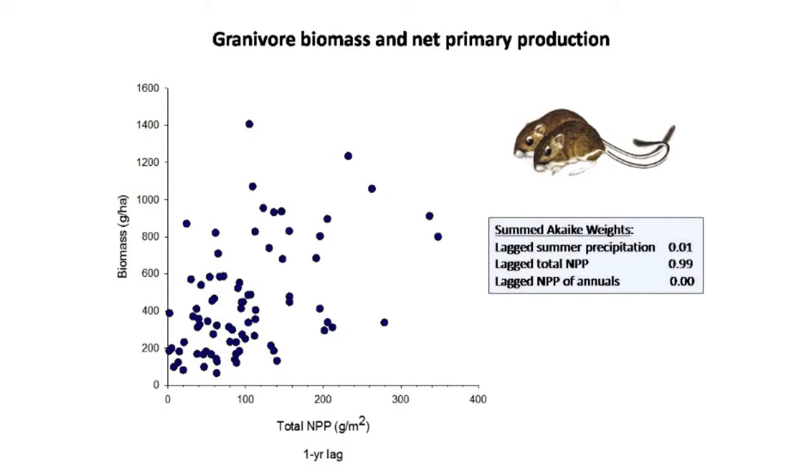So what I did, I set up a bunch of different models that I compared for relative support. And what you can see is that by far all the support was for total MPP as opposed to summer precipitation. So having that extra measurement, that extra link in the pathway, was important. It told us a lot more than just summer precipitation for these granivores that are mostly core species, but again with a one-year lag. So NPP this summer would predict biomass of granivores in fall of 2008.